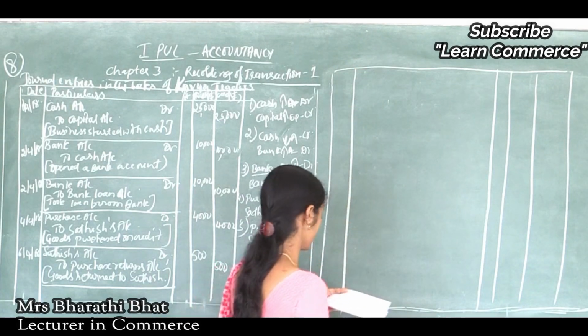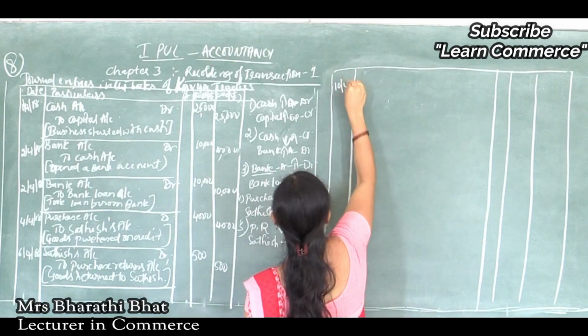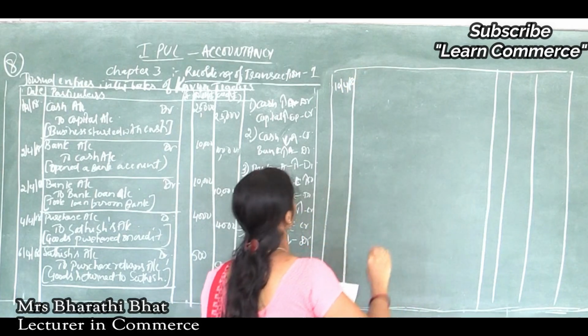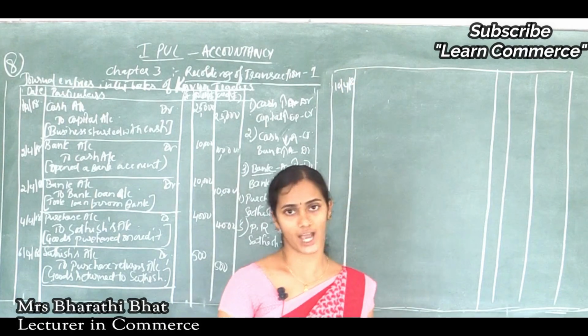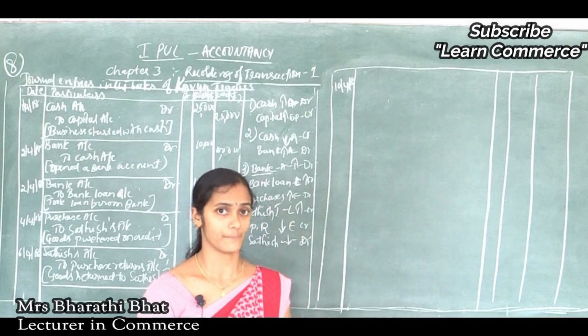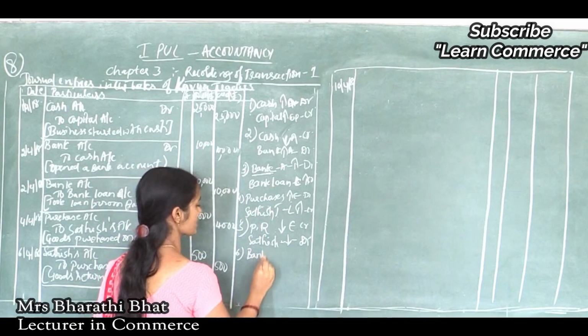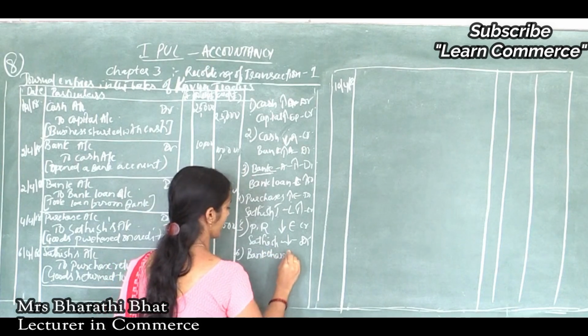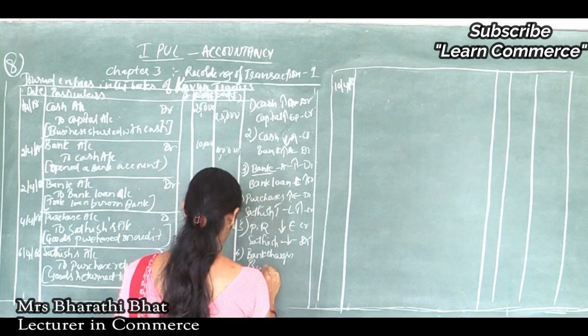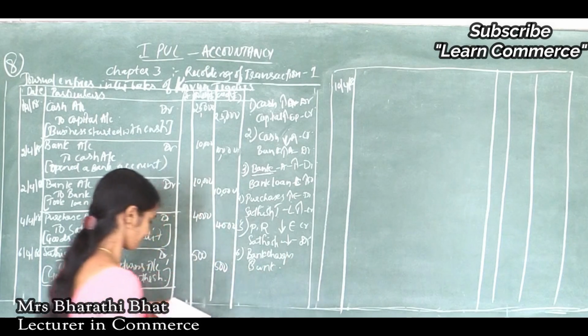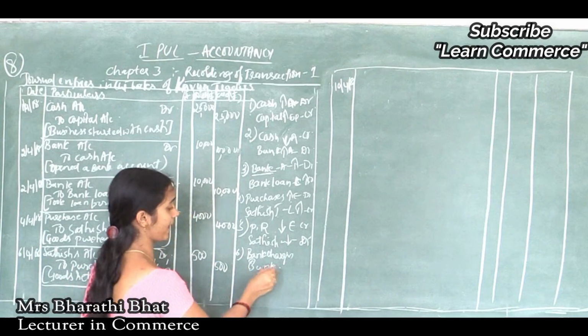And the next date, 10/4/18. Transaction: bank charges, rupees 200. Here one is bank charge, another one is bank. How does bank come in here?